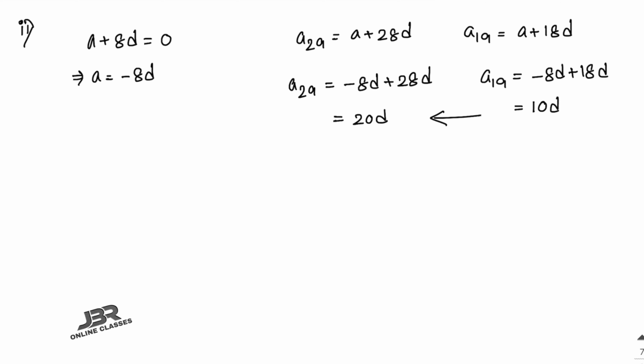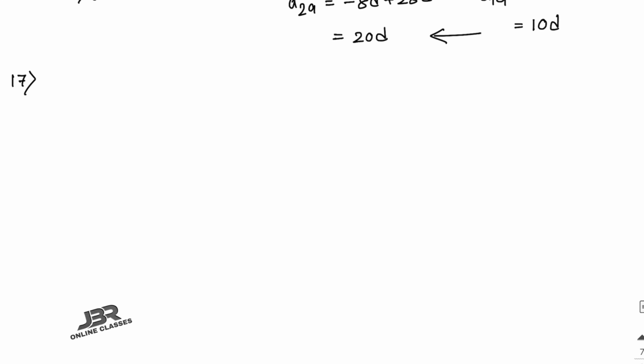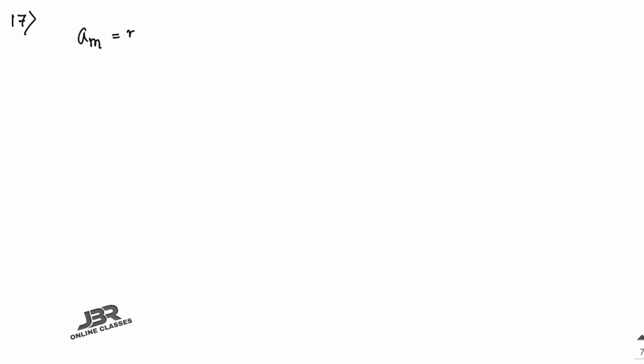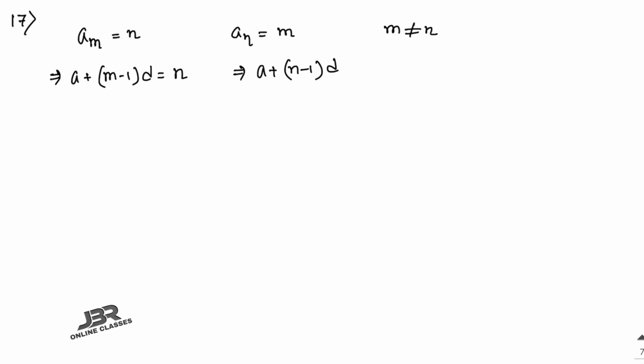It's proved. Next, sum number 17. In an AP, if the mth term is n and the nth term is m, where m is not equal to n. So mth term means a plus m minus 1 into d, that equals n, and nth term means a plus n minus 1 into d, that equals m.